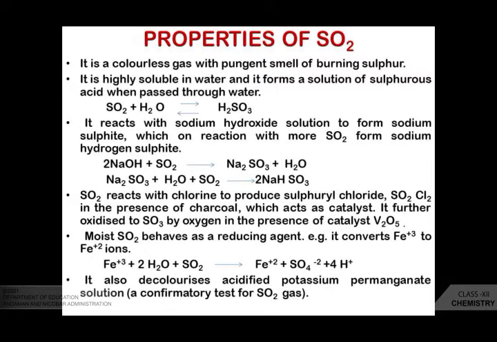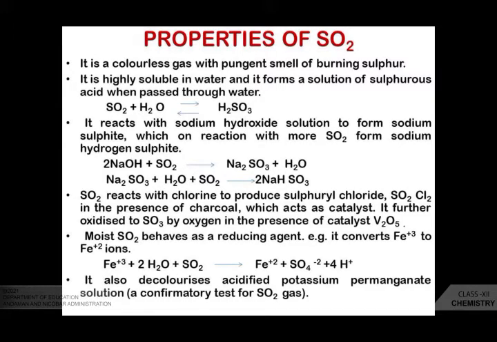SO2 reacts with chlorine to produce sulfuryl chloride, that is SO2Cl2, in the presence of a catalyst, that is charcoal. It further oxidizes to SO3 by oxygen in the presence of a catalyst, that is vanadium pentoxide. That is, SO2 can be easily converted into SO3, sulfur trioxide, by an oxidation reaction in the presence of the catalyst, vanadium pentoxide.